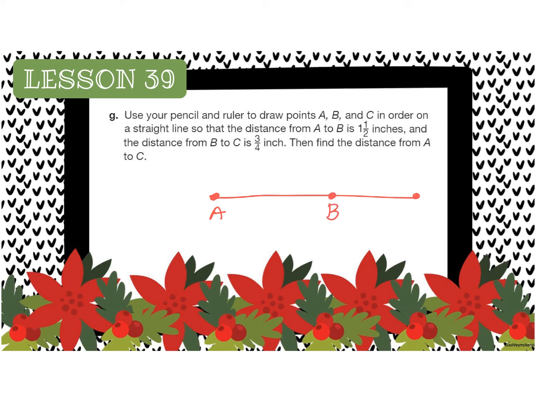Okay, it's going to be about twice the size actually. So from A to B, this is 1.5 inches. And then from B to C, that is going to be about 3/4 of an inch. So the distance from A to C is how long? If this is 1.5 and this is 3/4, what's the whole distance from here to here? 2 and 1/4.